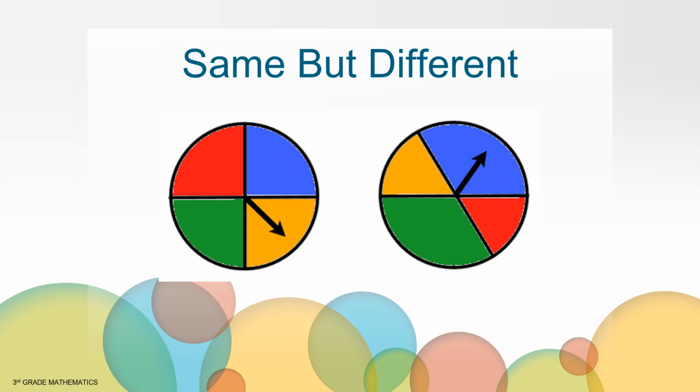You may have noticed that they are the same because they both have 4 sections on the spinner. You may have also noticed that they both have a red, blue, yellow, and green section. You may have also noticed that they're both spinners with an arrow. Now on the differences, you may have noticed that they're different because the arrow is pointing to a different color on each spinner. You may have also noticed that the sections on the one spinner are all the same size as each other, but the sections on the other spinner are not the same size.